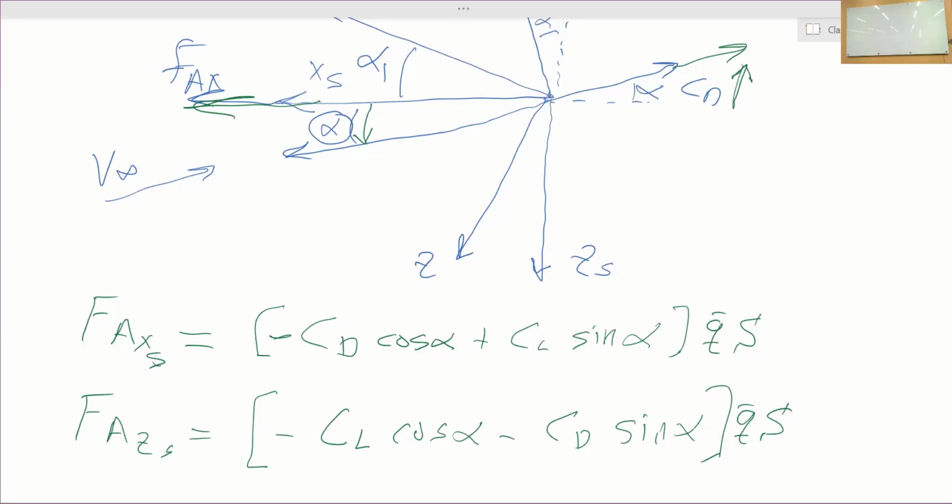And so if it seems confusing, just think, well, our axis system is XS and ZS. So we have to get the forces in those axis systems. The perturbation shifts the lift and the drag directions because they're defined as perpendicular and parallel to the relative wind, and so that's what creates the complication.